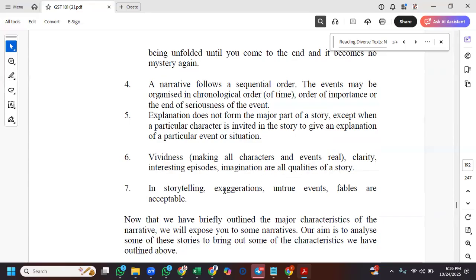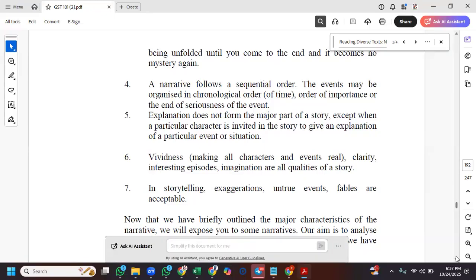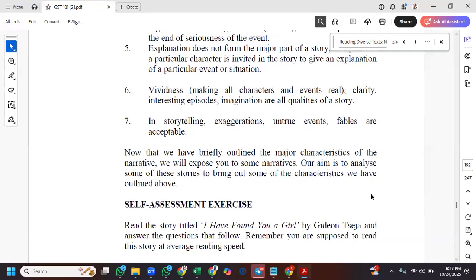Now, in storytelling, exaggerations, untrue events, fables are acceptable. Why? Because it's a story, it can be imagined. So it's not like a scientific text that it must be accurate. This one, even if you are lying, once you are getting the attention of your audience, you are good to go. Now that we have briefly outlined the major characters of the narrative, we will expose you to some narratives.